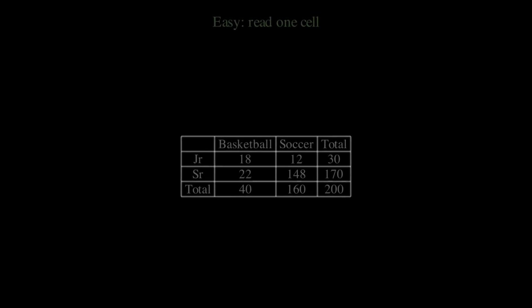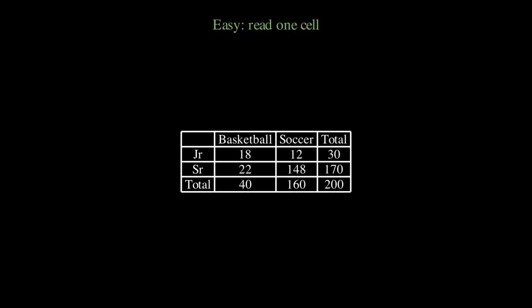Easy question style: read a count straight from a cell. You just locate the row label and the column label. For example, how many juniors play basketball? Find the juniors row, basketball column, and read the number inside. That value is 18 in our demo table. No division needed unless the problem asks for a fraction or percent.